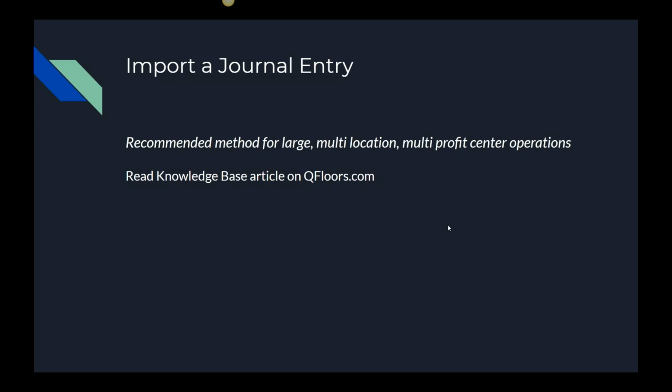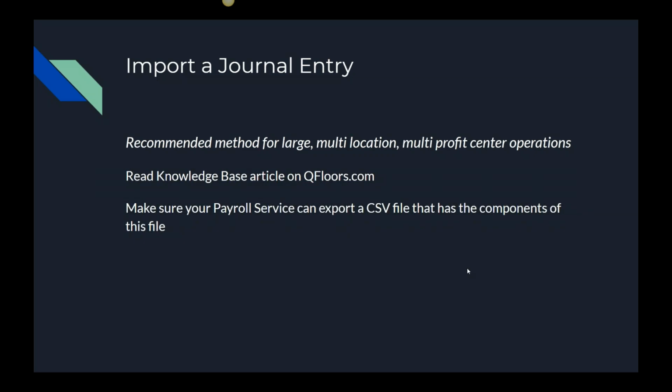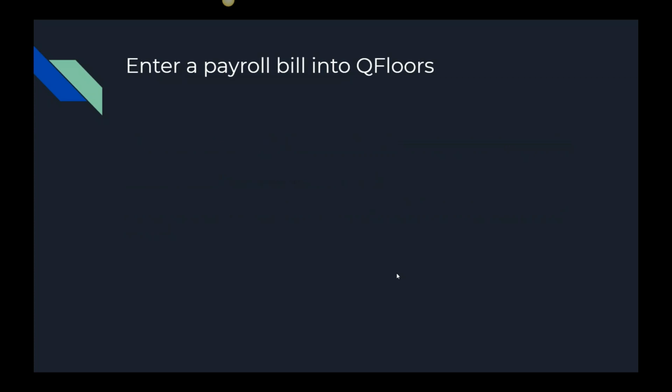We've got a knowledge base article on that in QFloors, same place, qfloors.com, and make sure your payroll service can export a CSV file that has the components of this file. If you go to the support site and look at that knowledge base article, it'll tell you the different fields that your payroll service needs to provide in a report format so that you can then import it. So that's importing a journal entry.